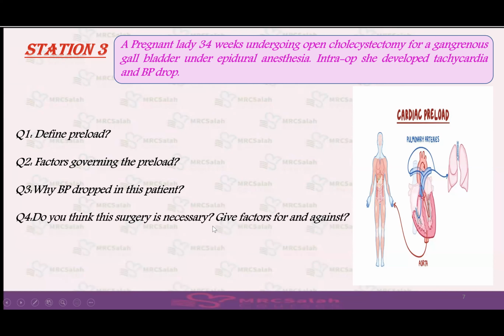Do you think this surgery is necessary, Dr. Hussam? And give the factors for and against, please. Okay, here the surgery may be necessary to prevent premature labor or intrauterine fetal death due to sepsis. Factors against this one: after surgery or in surgery it may cause intrauterine fetal death, and also may cause premature labor, and also may cause DVT due to long standing.